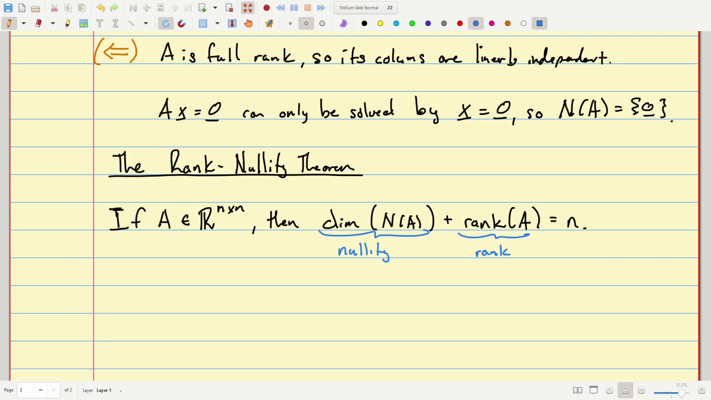I wrote them backwards, but sorry. The dimension of the null space of a matrix is known as its nullity. The nullity and the rank have to sum to be the number of columns of the matrix. I wrote this poorly. It's m by n.